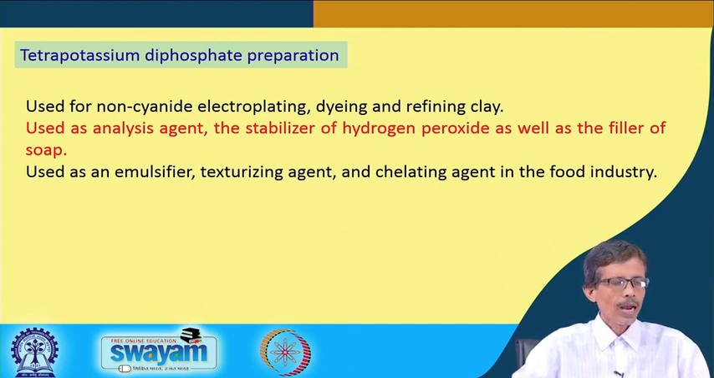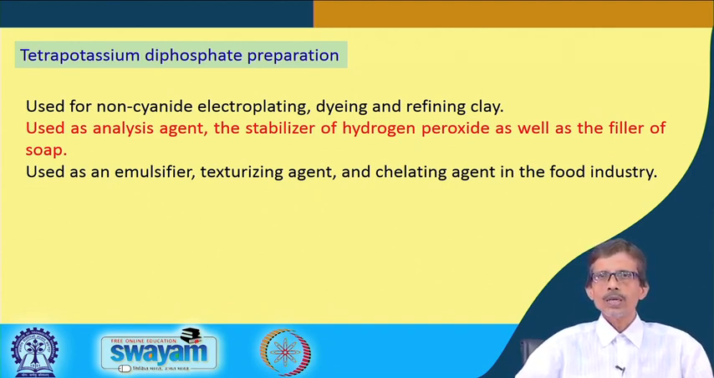Because we will see at some point, one of the most important compounds in our industrial sector is the sodium triphosphate. That sodium triphosphate, when it was discovered long back, about 70 years back during 1947, people tried for use as a substitute for soap material.